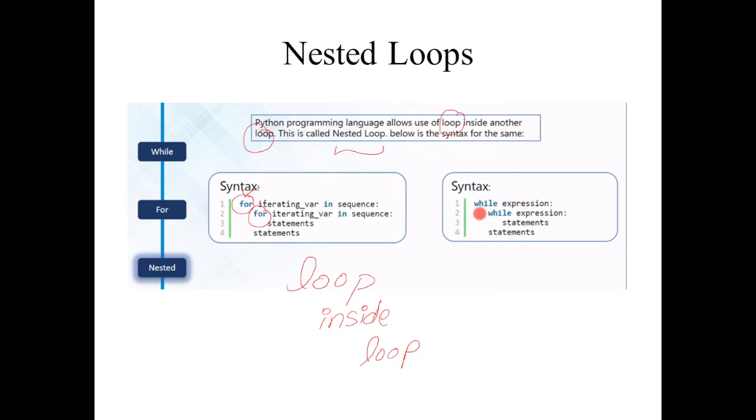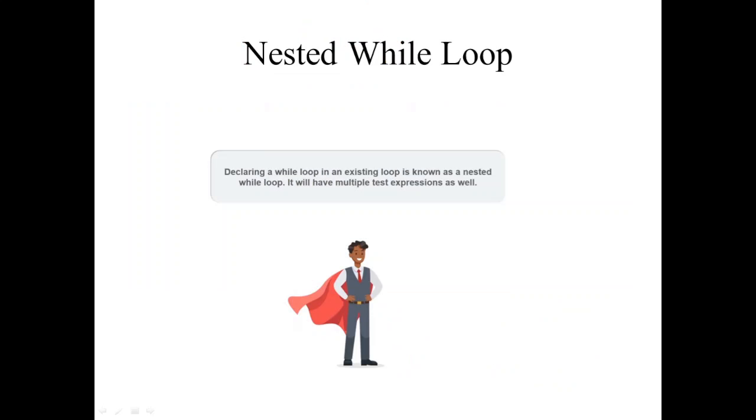If we have a for loop inside another for loop, then it is called nested for loop. Similarly, if we have a while loop inside another while loop, then it is called nested while loop. Similarly, we can have a for loop and an inside while loop, and similarly we can have a for loop inside and a while loop. So these are different forms of nested loop. Nested means we are going to use a loop in another loop.